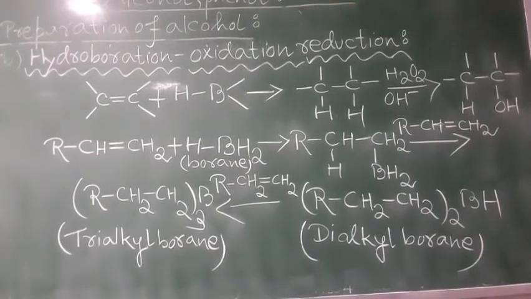Next, I'm talking about the second reaction. If you know the structure of diborane carefully, you will notice that diborane is an electron deficient molecule. Therefore, it acts as an electrophile, reacting with alkene to form alkyl boranes.